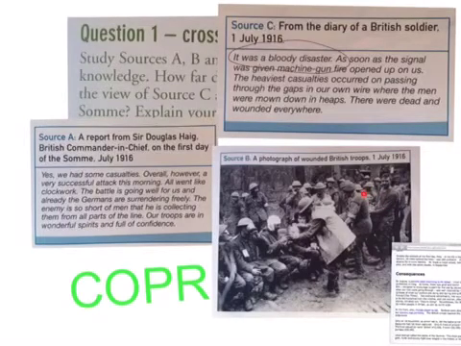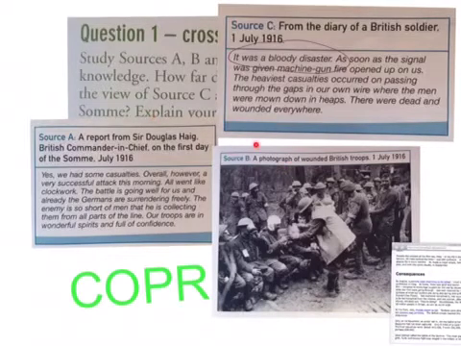What you've got to do then is pick out details from source A and source B which agree or disagree with source C. Next then, we've got to look at the origin. Well, Douglas Haig, he's in charge. He would say that the battle went really well, wouldn't he? Although one would hope, being the guy in charge, that he would learn from mistakes, which eventually he does, but not by the 1st of July.